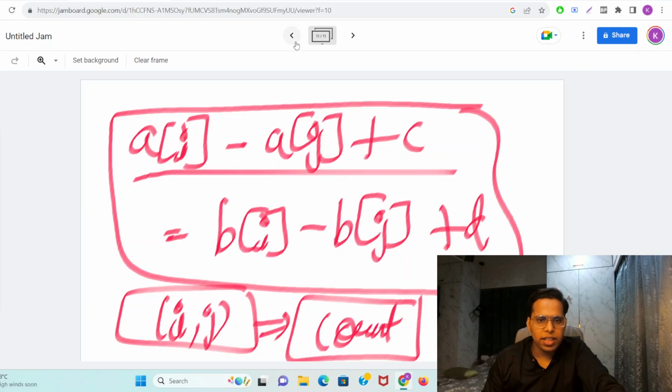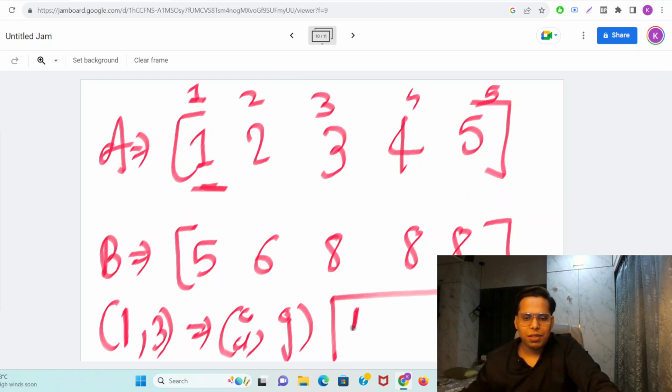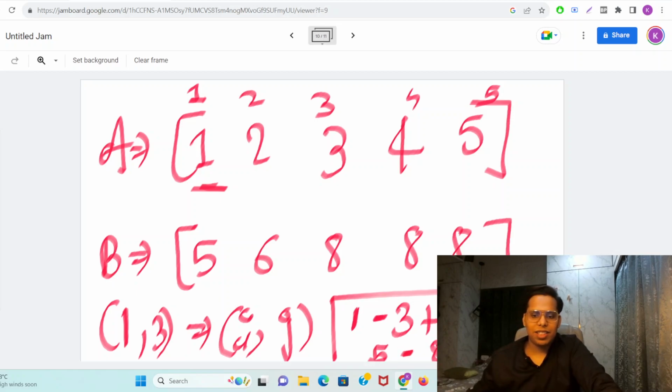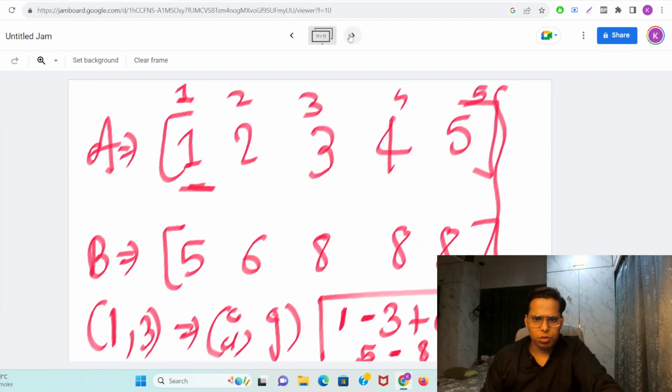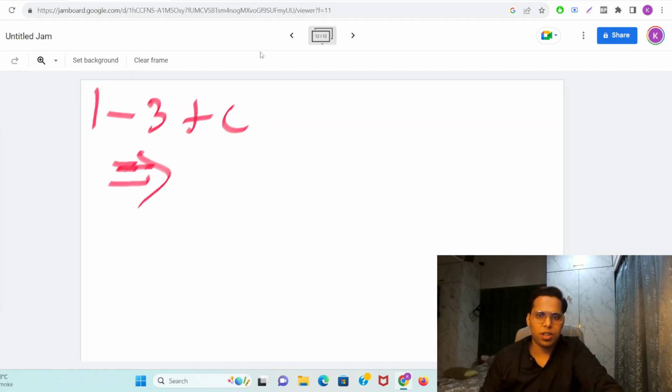ai minus aj plus c, right? So ai, 1 minus 3, 1 minus 3 plus c is equal to what? It is equal to bi minus bj, right? 5 minus 8 plus d, which is nothing but what? 1 minus 3 plus c. Okay, so basically 1 minus 3 plus c should be equal to what? Should be equal to what, guys? Should be equal to what?